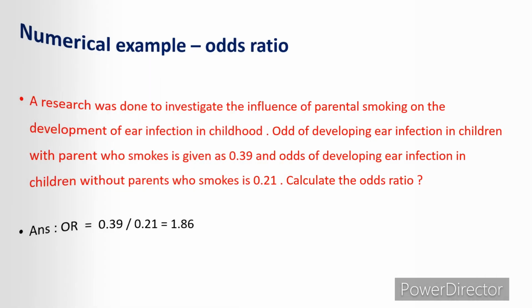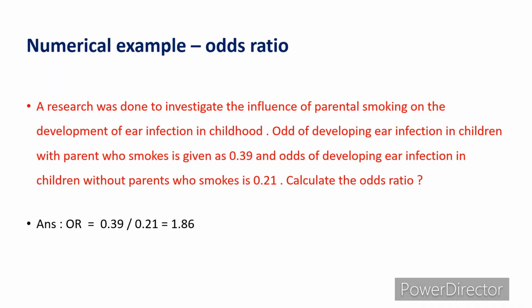A simple example. A research was done to investigate the influence of parental smoking on the development of ear infection in childhood. So the odds of developing ear infection in children with parents who smoke is given as 0.39 and the odds of developing ear infection in children without parents who smoke is 0.21. So here we know both odds, right? You simply divide them, that is 0.39 divided by 0.21. So here the odds ratio is 1.86.